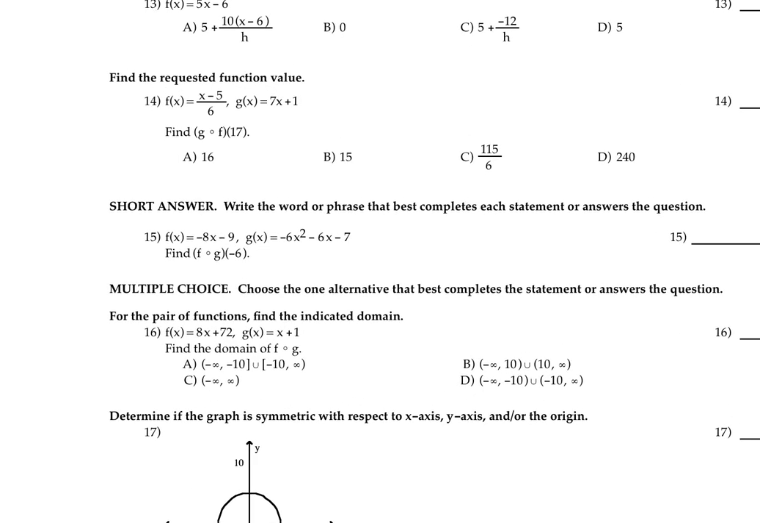14 and 15 are the composition problems. Whenever I see this little circle, remember it's not multiplication. It's G follows F of 17. So I'm going to work backwards. I'm going to take 17, plug it into F, take that answer, plug it into G. So we're going backwards. 17 goes into F first, get the answer. Whatever you get there, you're going to take it and plug it into G. 15 is the same thing, except you're plugging it into G first and then into F second.